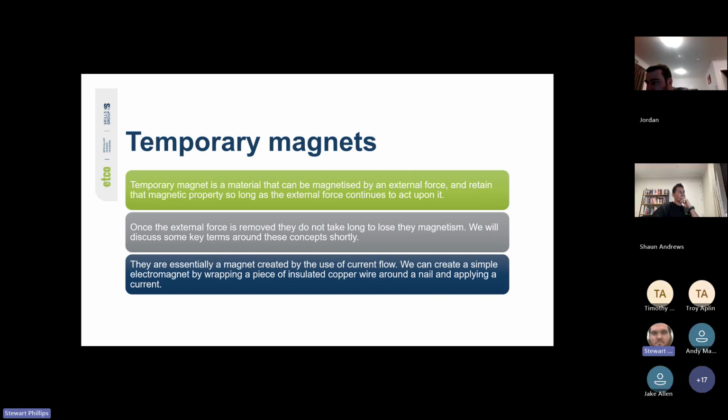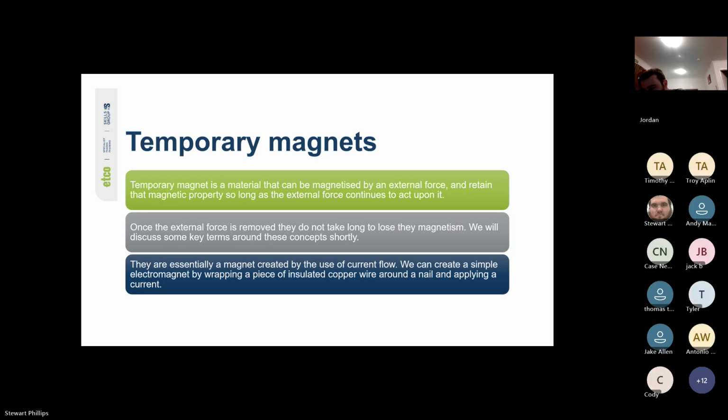They are essentially a magnet created by the use of current flow. We can create a simple electromagnet by wrapping a piece of insulated copper wire around a nail and applying a current. They're a man-made magnet created by running electric current through a coil of wire, often wrapped around an iron core. They produce a magnetic field only when the current is present.